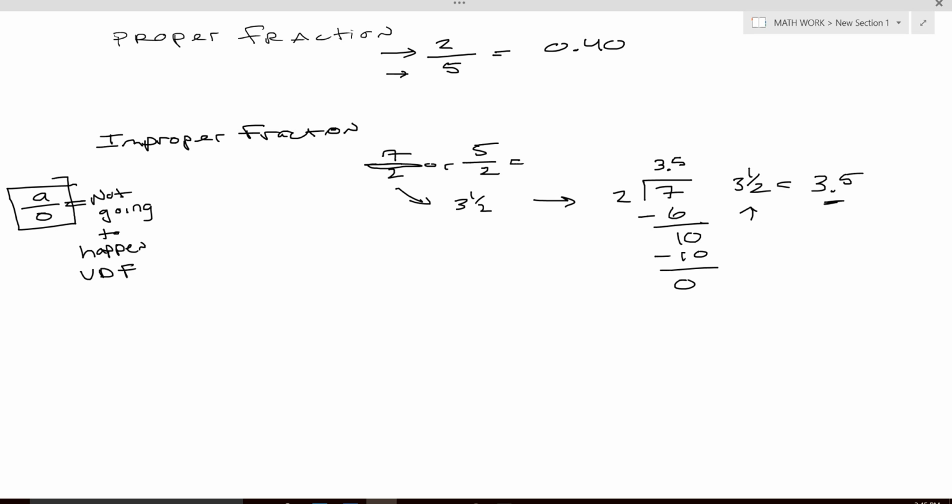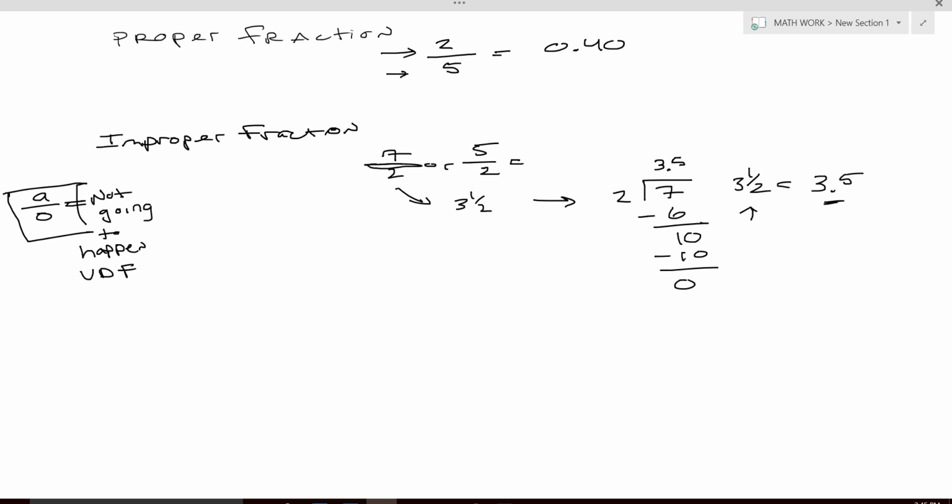A stands for any arbitrary number. We can just take any value. Say 2, for instance. 2 over 0 is not going to happen. Okay, so improper fraction, proper fraction. We've mentioned these as integers.